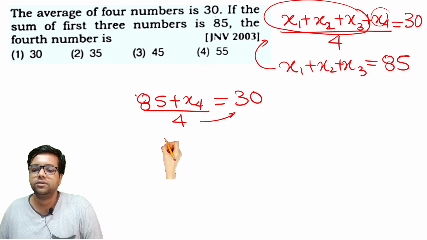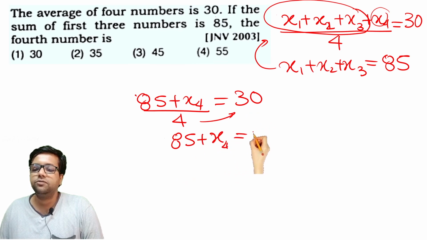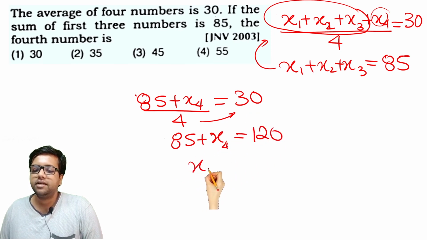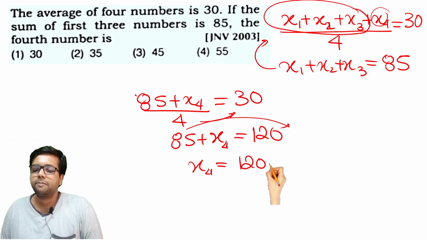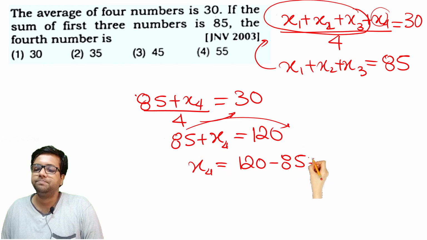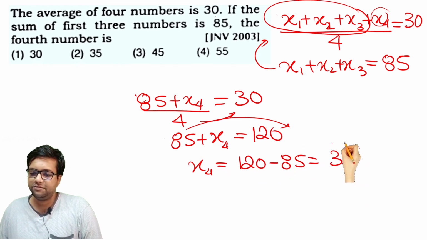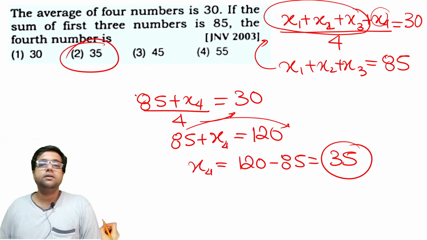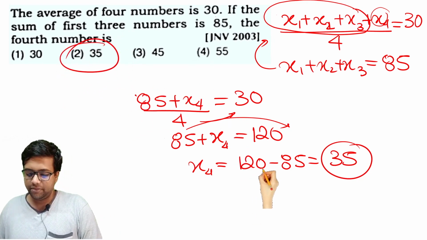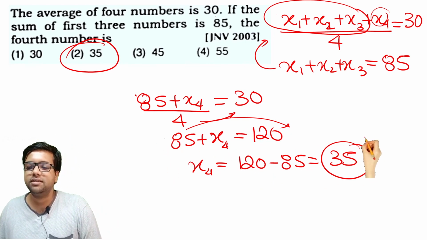Multiply 4 by 30. What will you get? 85 plus x4 is equal to 30 times 4, which is 120, and x4 is equal to 120 minus 85, which is 35. 120 minus 85 is 35. 35 is available in your option number 2. So therefore option number 2, 35, is the right answer. The fourth number is 35.